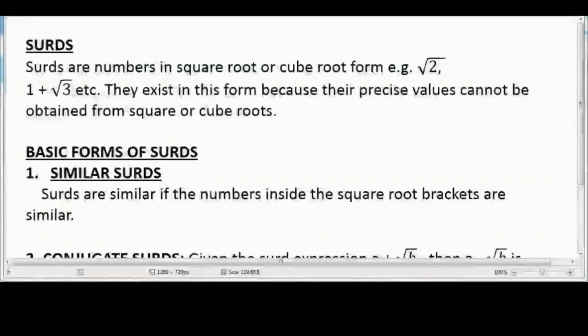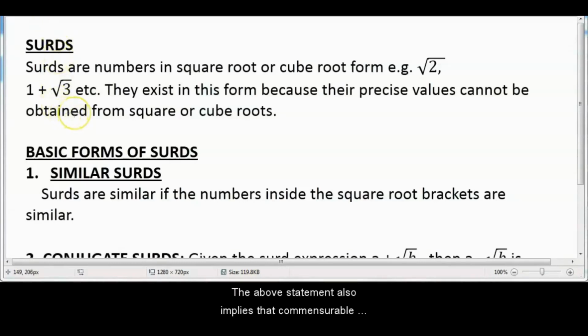Next is surds. Surds are numbers in square root or cube root form. Example, root 2, 1 plus root 3, etc. They exist in this form because their precise values cannot be obtained from square or cube root. If so, then surds are irrational numbers. The above statement also implies that commensurable quantities whose roots can be determined are not surds.